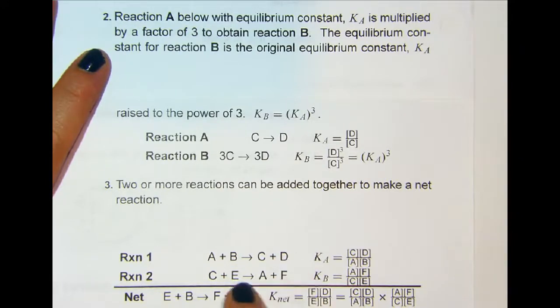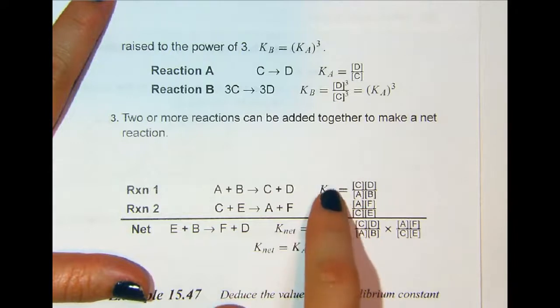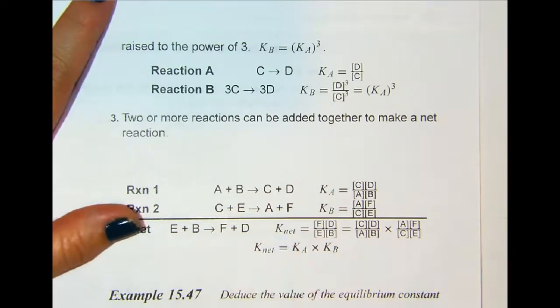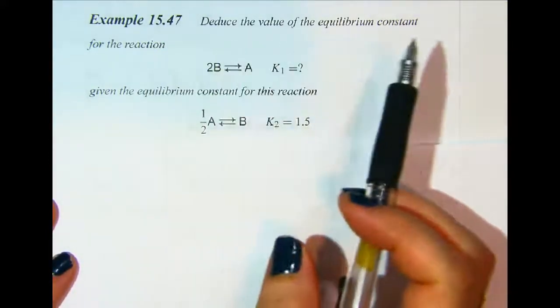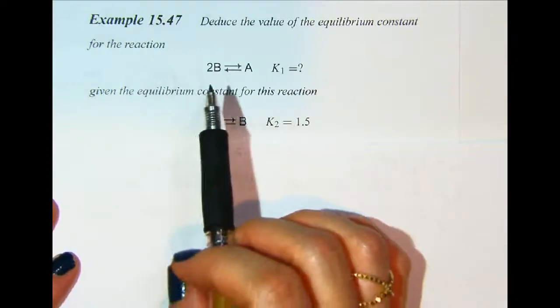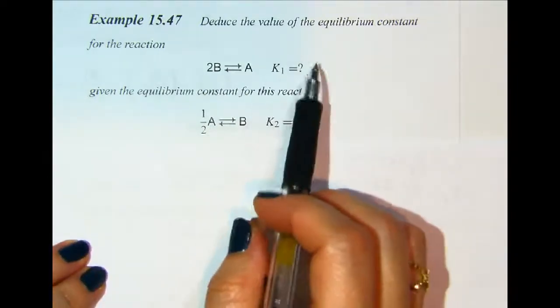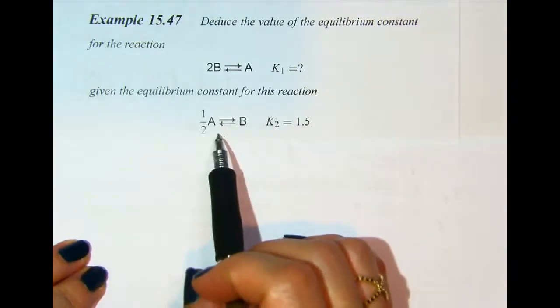If you add 2 reactions together, then you're going to multiply their K values, both of their K values, to get the net K of the reactions combined. Example 15.47. Deduce the value of the equilibrium constant for the reaction 2B yields A. So what would be this K value given the equilibrium constant for this reaction?